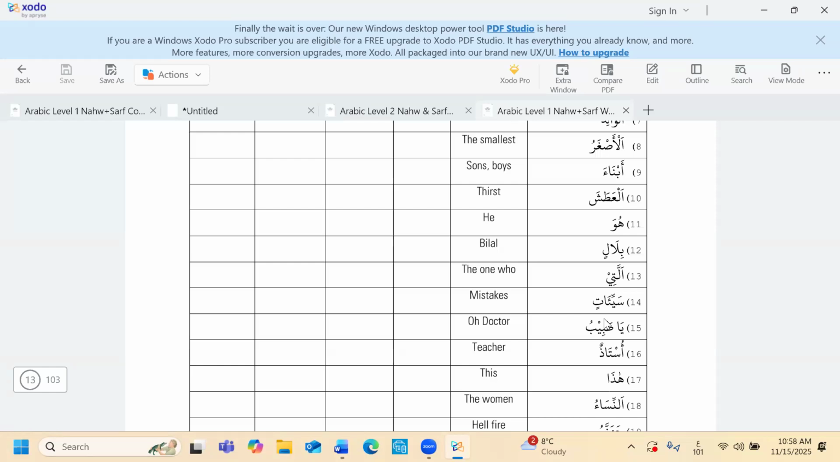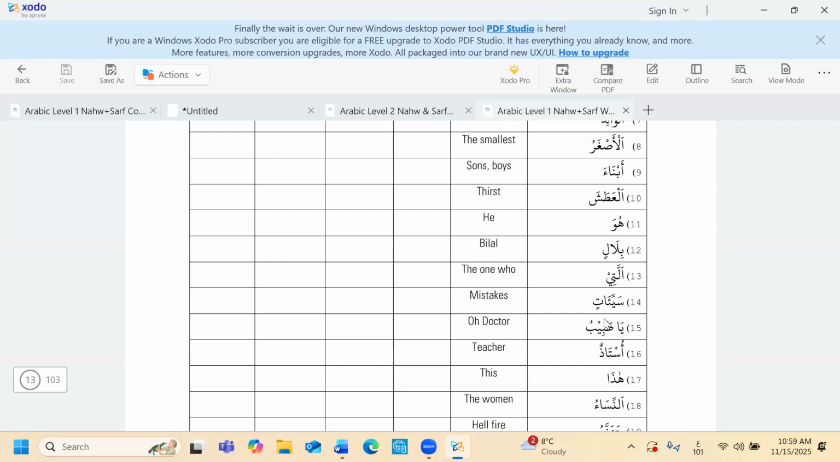Is it singular, dual, or plural? Singular and masculine. If you know the meaning of huwa, which means he or he is, you know it's going to be singular, you know it's going to be masculine, and the type is going to be definite, because it's one of the seven.